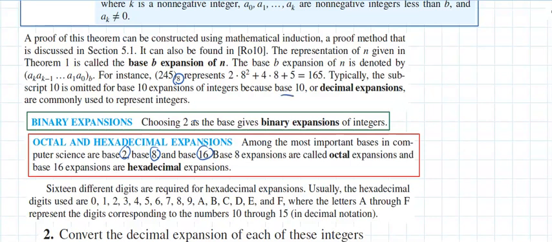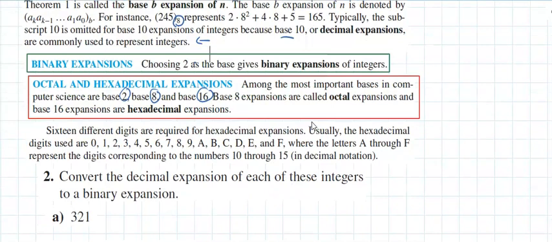They talk about a base of 10. Those are reserved for integers. We really don't use that much in programming. Binary expansion: choosing 2 as the base gives binary expansions of integers. Choosing the base to be 8 makes that octal, and choosing the base to be 16, that would be hexadecimal. And these are the three we're going to focus on.